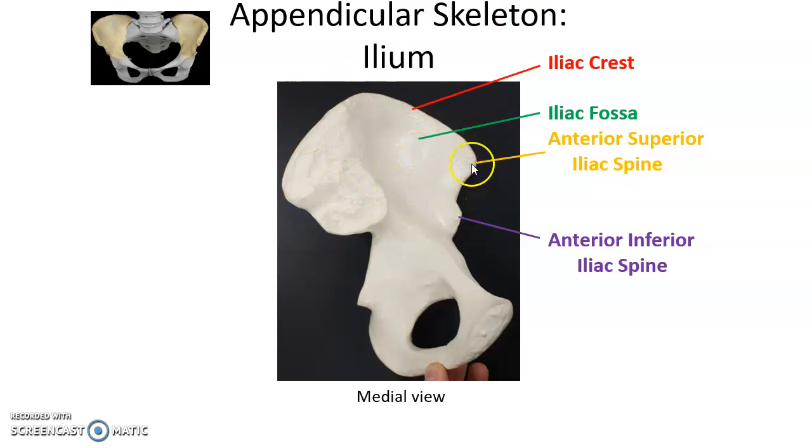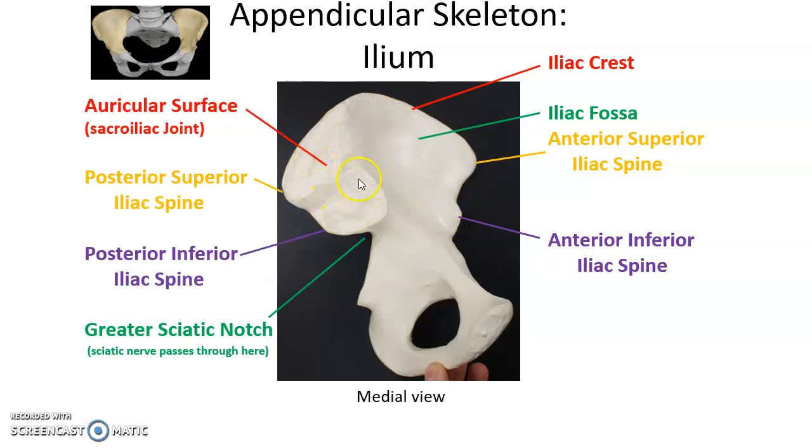Anterior toward the front, superior toward the top, iliac, part of the ilium, spine, something that sticks out. Anterior toward the front, inferior, lower, iliac, part of the ilium, spine. We also have this large rough area that is the auricular surface. This is what attaches to the sacrum, giving us the sacroiliac joint, which is a fibrous immobile joint.